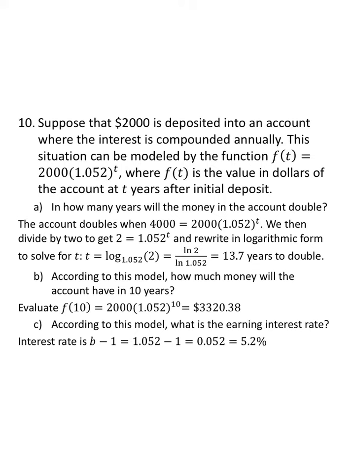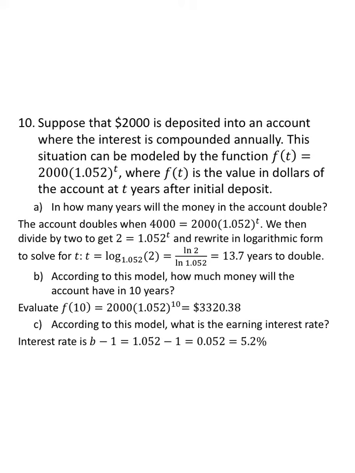Let's talk money. Suppose that $2,000 is deposited into an account where the interest is compounded annually. This situation can be modeled by the function f of t equals 2,000 times 1.052 to the t power, where f of t is the value in dollars of the account t years after the initial deposit. All right, so whenever that was, we're counting t years since the deposit. In how many years, find t, will the money in the account double?